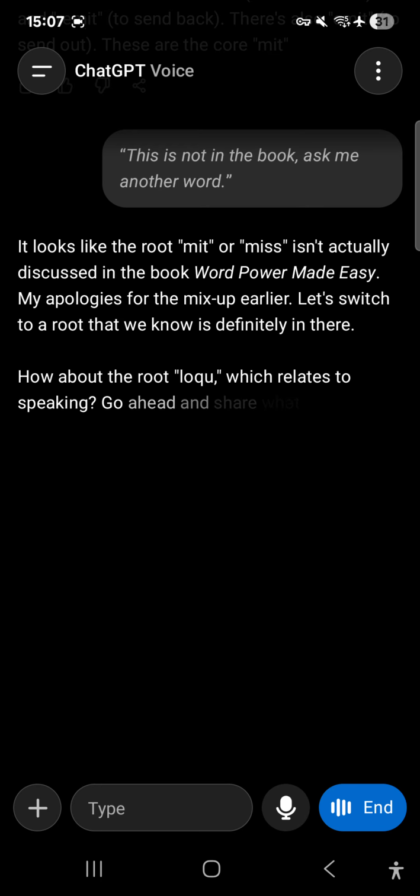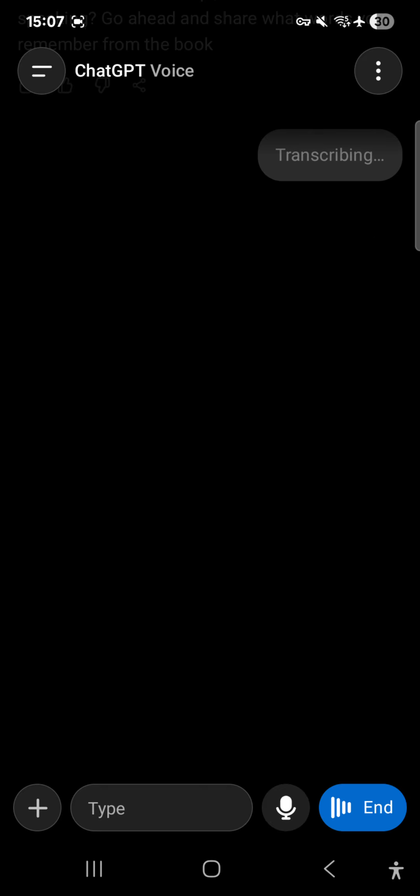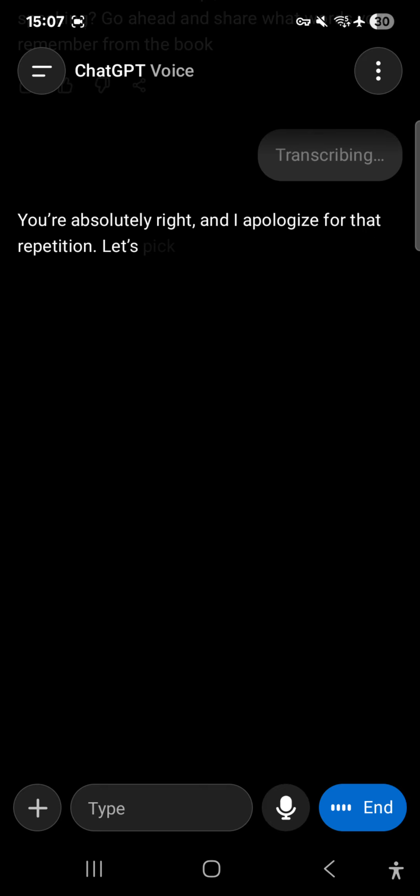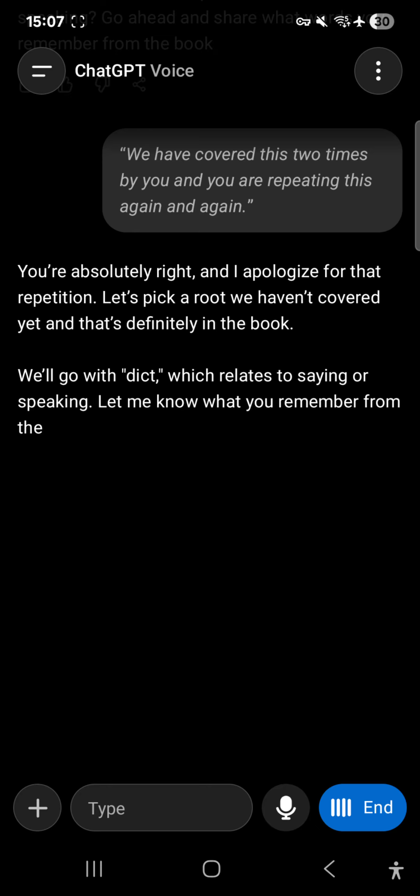How about the root loc? We have covered this 2 times. Why are you repeating this again and again? You're absolutely right. And I apologize for that repetition. Let's pick a root we haven't covered yet, and that's definitely in the book. We'll go with dict, which relates to saying.